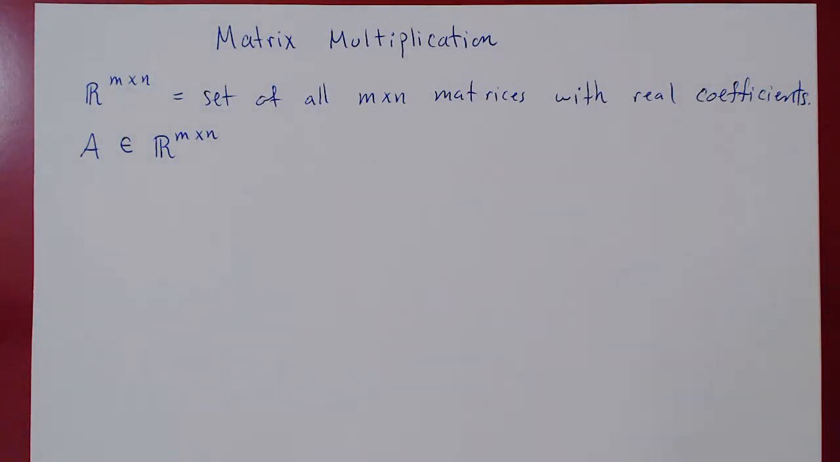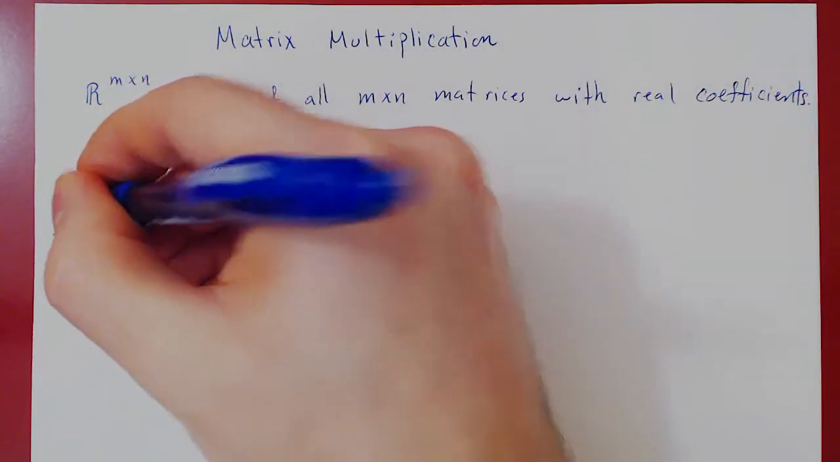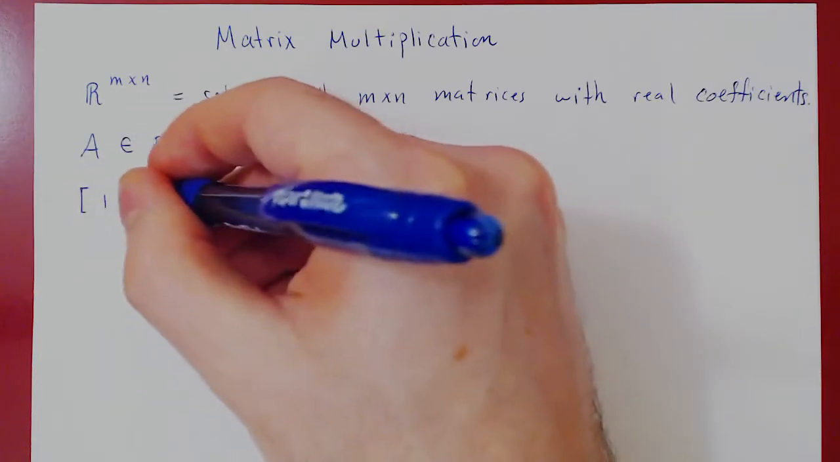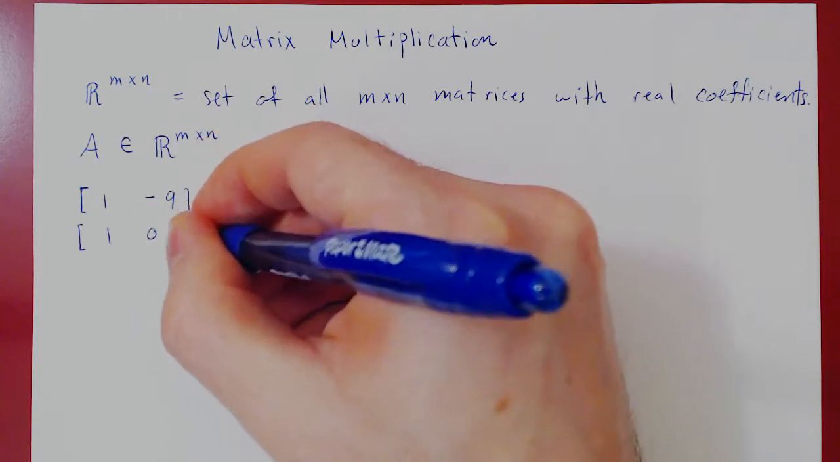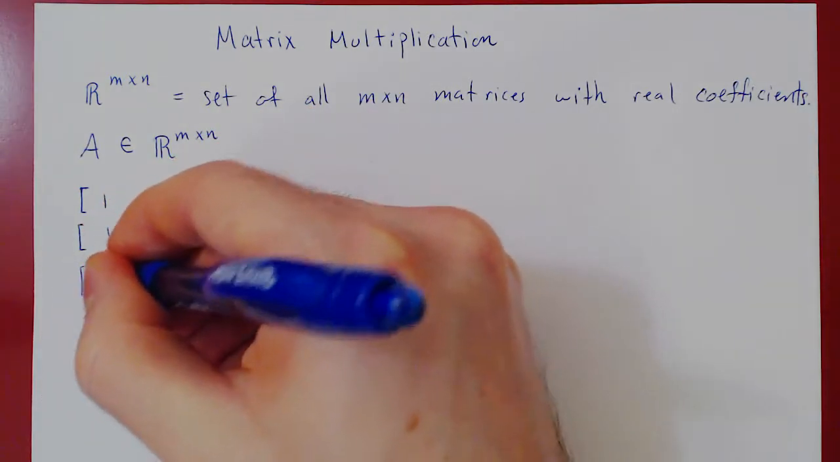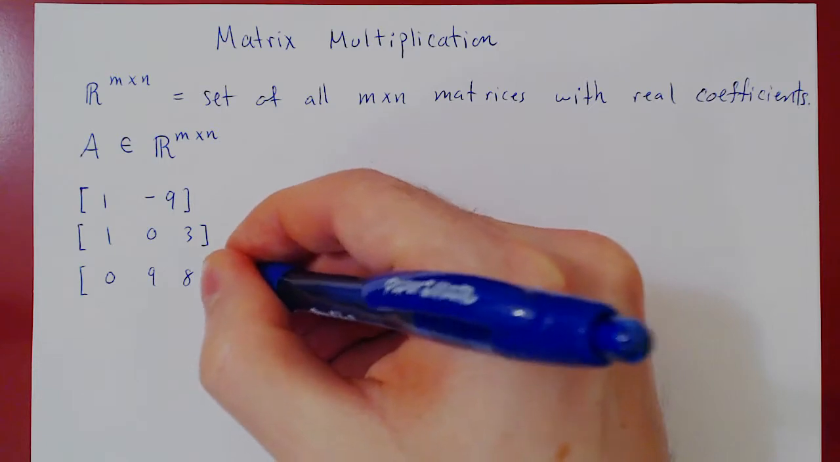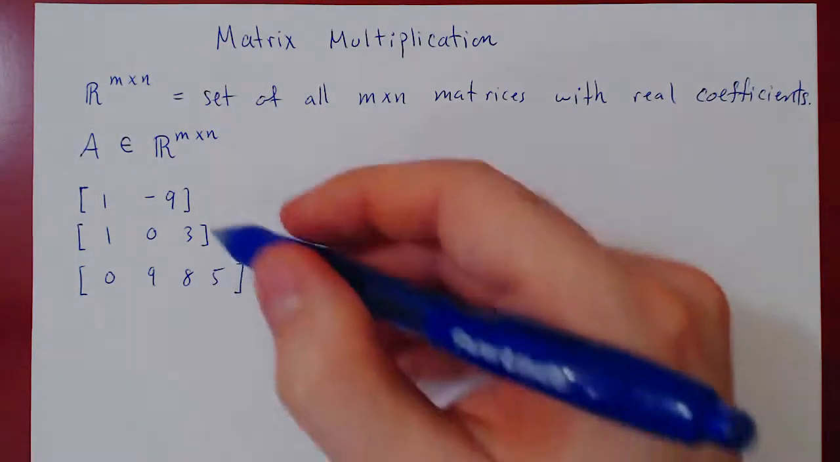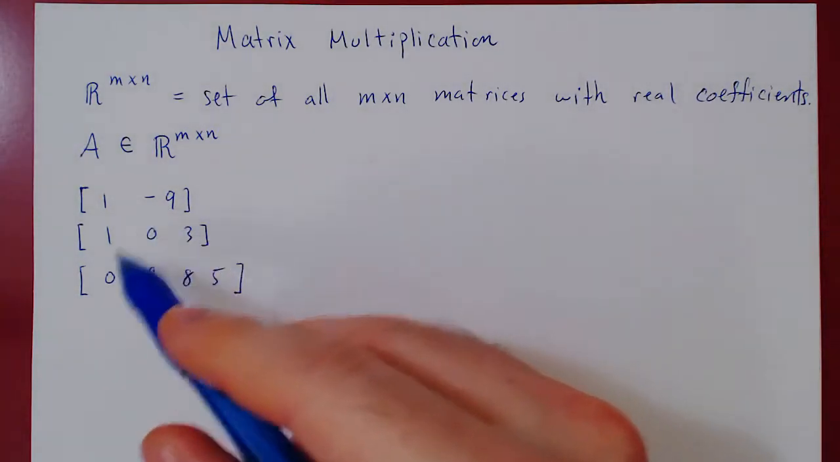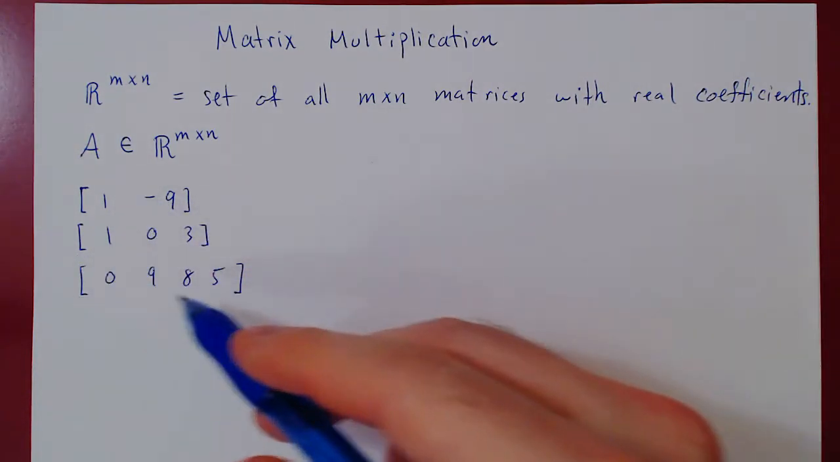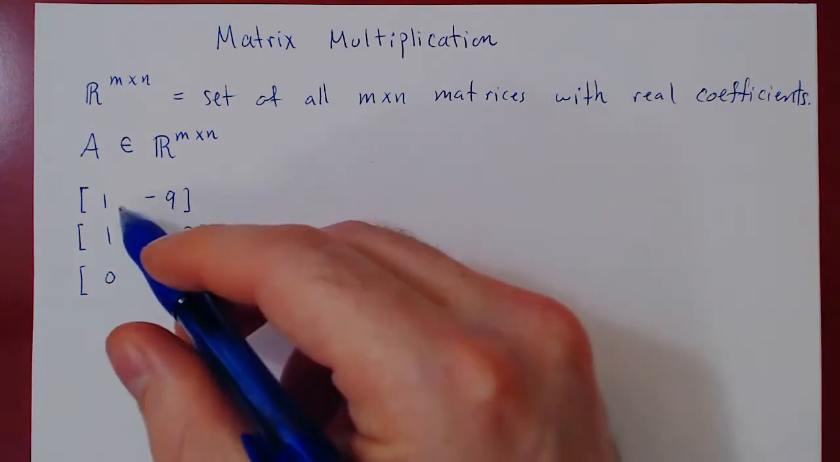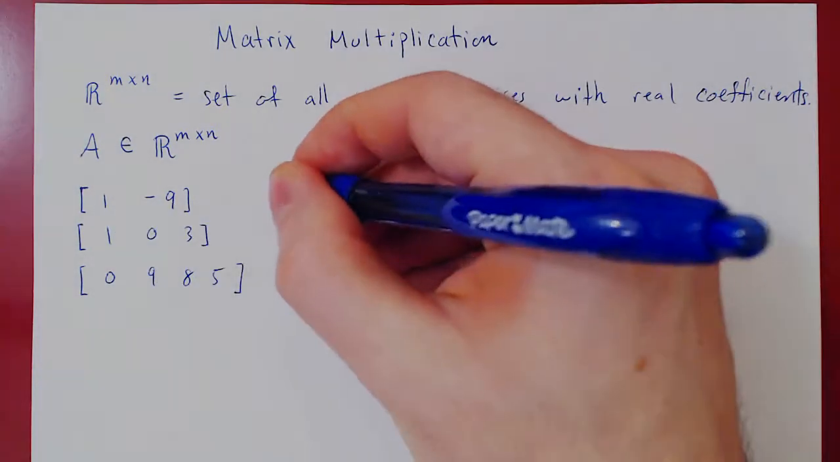Let's look at two simple classes of matrices, row matrices and column matrices. And I'll define them by showing you examples. So here's one matrix, let's say 1, negative 9. Here's another, let's say 1, 0, 3. And here's another, 0, 9, 8, 5. These are called row matrices as they consist of a single row, and we call the length of such a matrix the number of entries, the number of coefficients. So this is a row matrix of length 2.